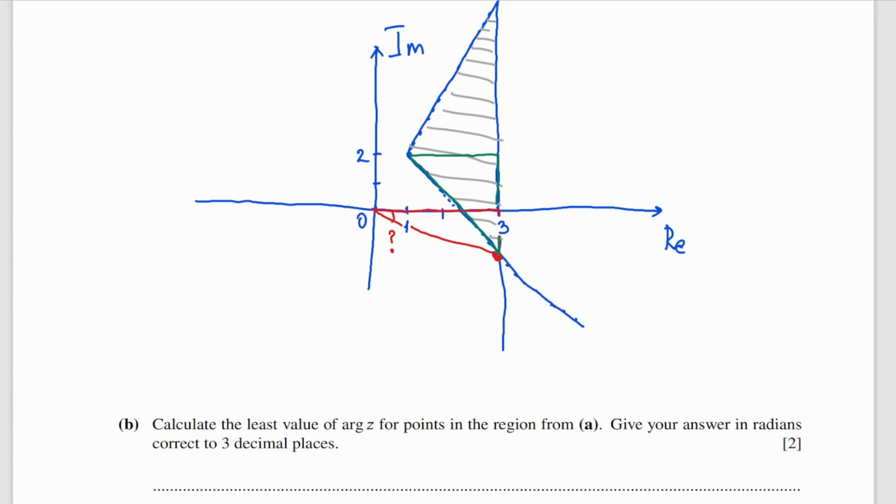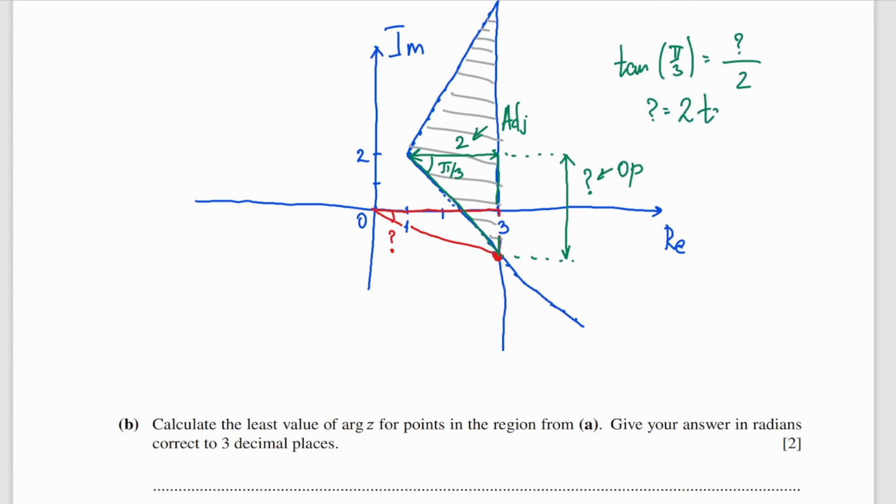What I want to do now is to find this length from the green triangle. We know that this side is 2, because 3 minus 1, and we also know that this angle is pi over 3. The question mark is the opposite side, and this one is adjacent. So that means we can use tangent and say tangent pi over 3 is equal to the question mark over adjacent, which is 2. So our question mark is going to be 2 times tangent pi over 3. And that is 2 square root of 3.